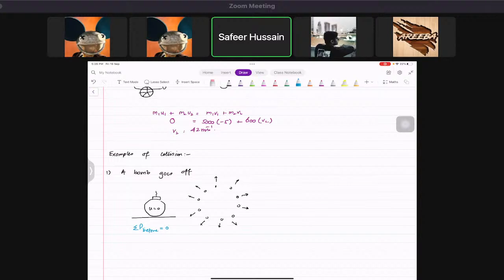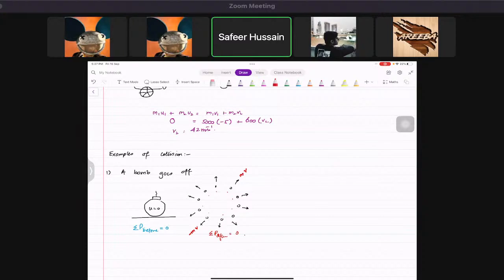I think it is. Okay, how? How does it follow the law? The law is being followed because momentum is a vector quantity, which means that if you have a momentum mv here, then you will also have mv on the opposite side. So when you add all these directions together, the sum of momentum after will also be zero. Do you understand?